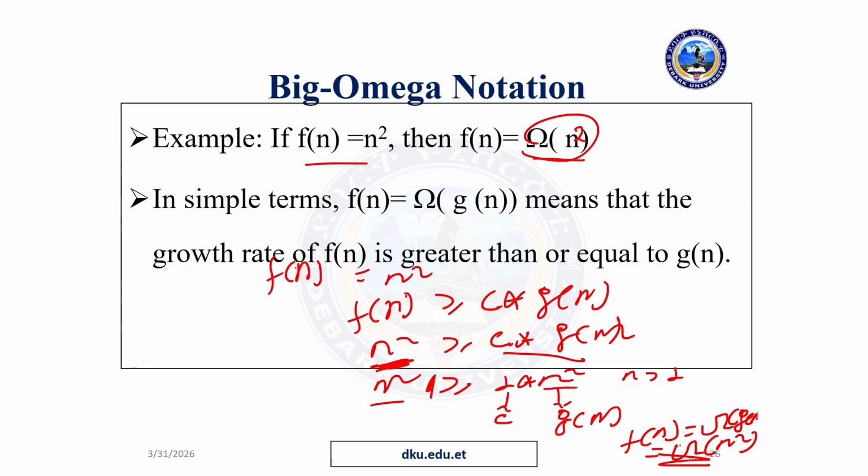So we can prove just like this one. Which means any function less than n square is the possible answer for this one. The possible answer in case of omega notations.